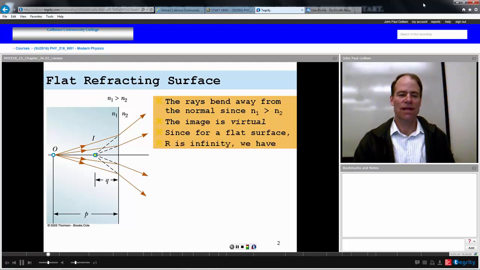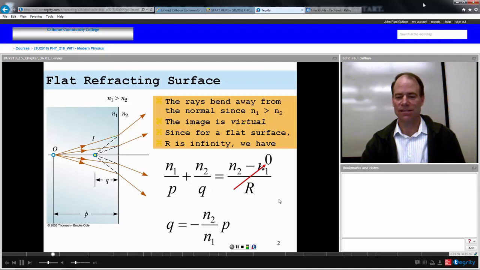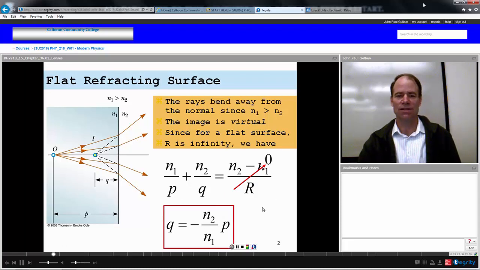And since for a flat surface we have a radius of curvature that is infinitely large, if we apply our formula here, 1 over the radius of curvature will be infinity. It will be 0. 1 over infinity will be 0. And then when we solve for our image distance, q, we have q is equal to negative index 2 over index 1 times the object distance p. Object distance p is positive. n2 is a number that's smaller than n1 because we're going from a higher index to a lower index.